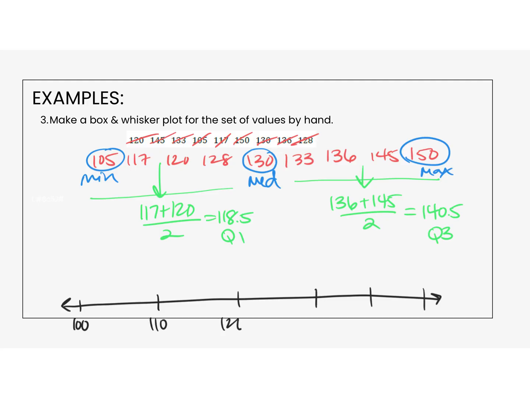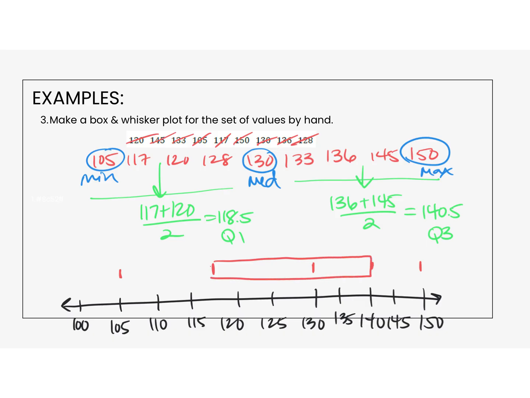This is not perfect, and that's okay. We're just trying to get the general idea here. So I went by 10s to start just because that was easier for me to count, but I'm going to fill in the 5s there too because we'll want those. Then above that number line, I'm just going to plot my 5 points. So 105, I draw a dash, and 150, I draw a dash, and then 118.5 is going to be like here, 130, and 140.5 is like here.